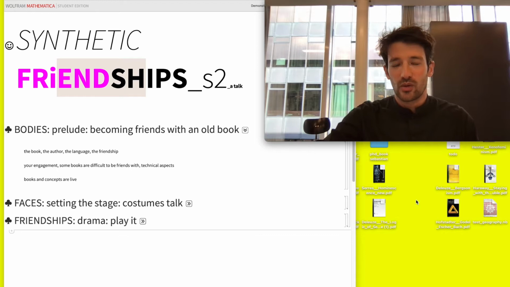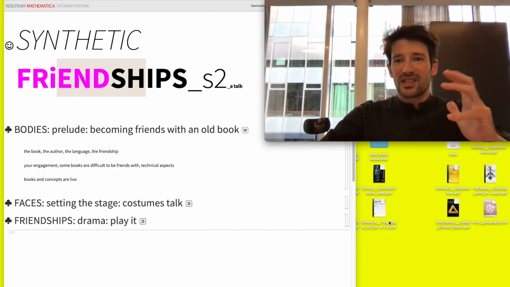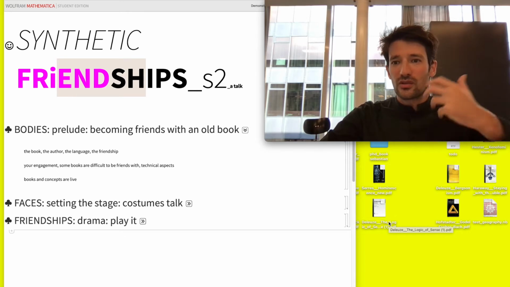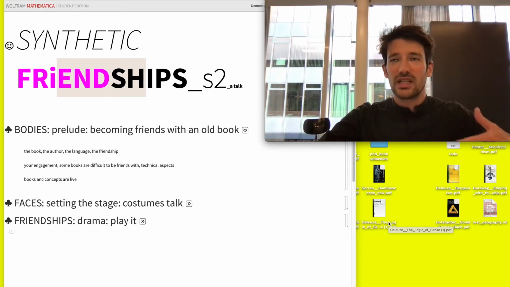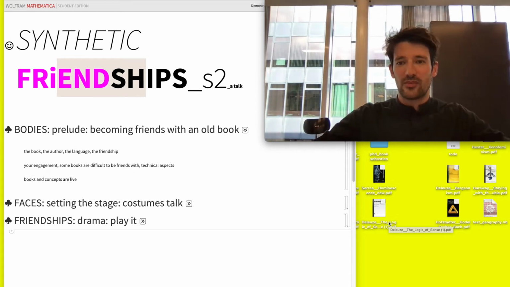So what is interesting here, I think, is that the book has a certain place, a certain agenda it wants to do. Its author as well, the language it's written in as well. The friendship you create with the book takes you yet to another place. So it's really about your engagement with the book.